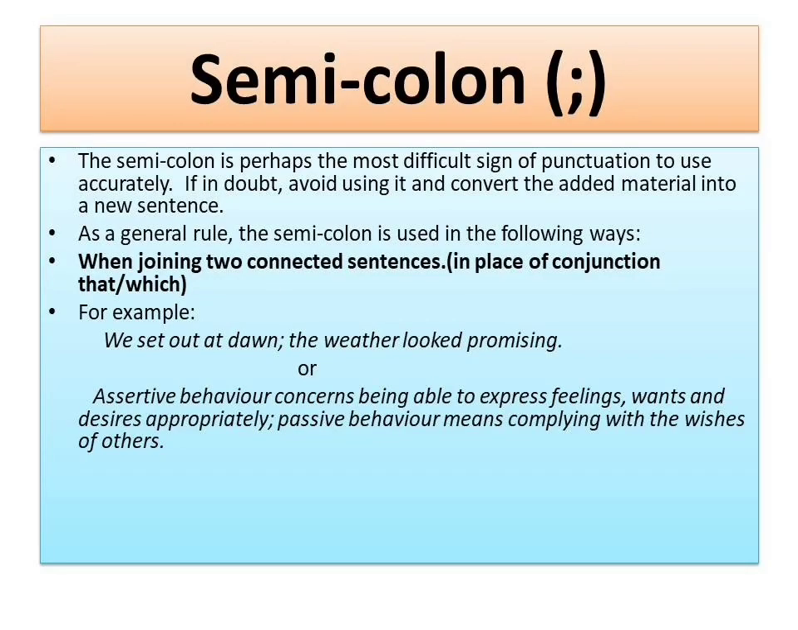Next one is the semicolon. The semicolon is perhaps the most difficult sign of punctuation to use accurately. If in doubt, avoid using it and convert the added material into a new sentence. As a general rule, the semicolon is used in the following ways: when joining two connected sentences, in place of a conjunction, and, or which.